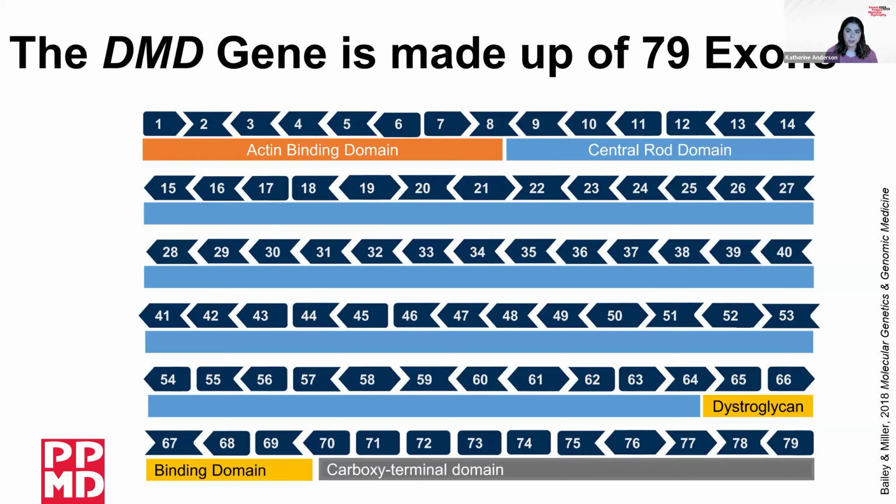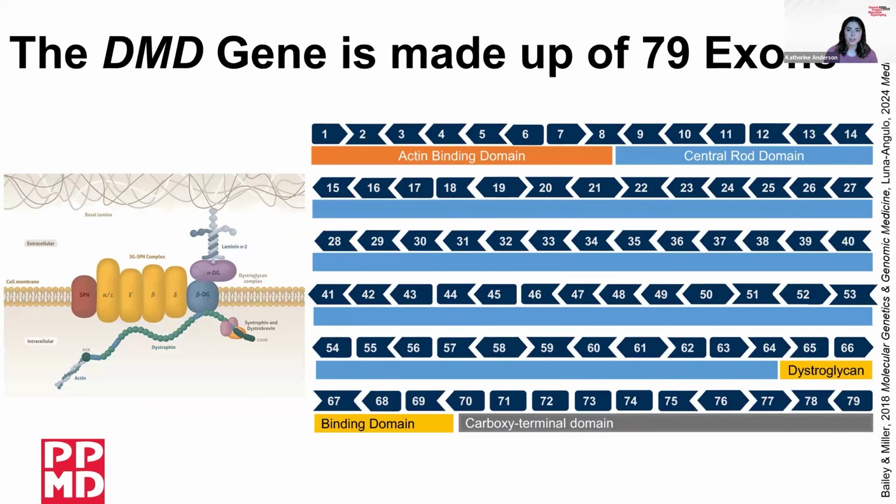Just like how our DNA instructions are subdivided into genes, the DMD gene itself is subdivided into smaller sections of DNA called exons. These 79 exons all fit together like puzzle pieces to provide the complete instructions for creating the dystrophin protein. This image shows how groups of exons contribute to making specific parts of the DMD gene, such as the first 8 exons creating the section that binds to the actin protein, or this long section in the middle that makes the main body of the dystrophin protein.